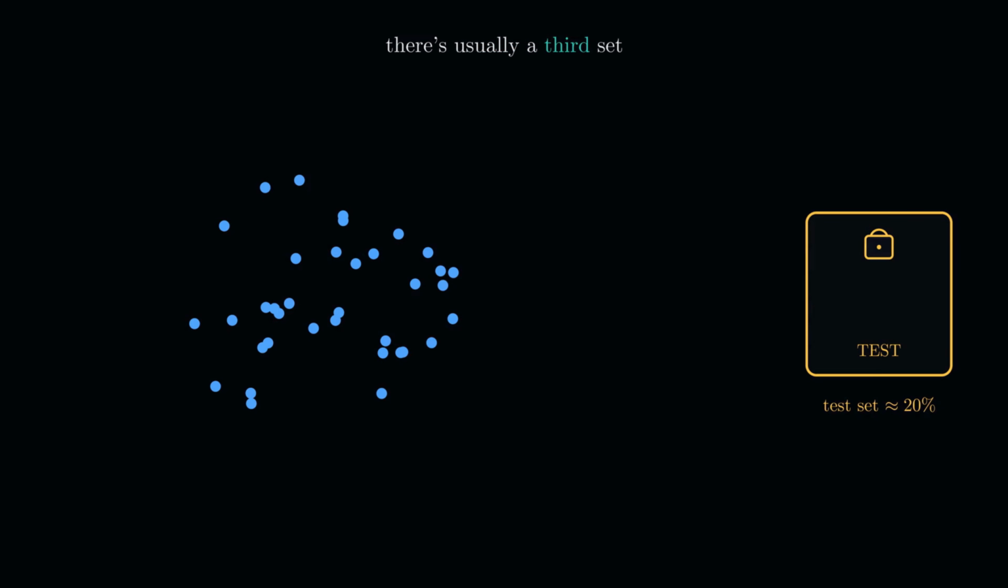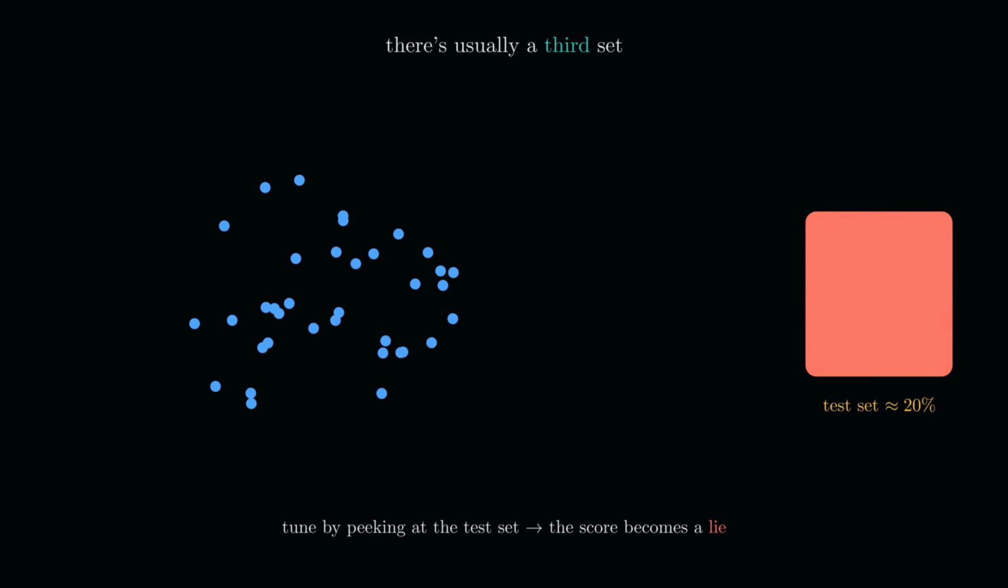Now, the part most beginners are never told about is that there's usually a third set. Here's the problem it solves. Some settings in a model aren't learned from the data at all. You choose them before training even starts. How complex to let the model get, how big a step it takes while learning, which algorithm to use. These are called hyperparameters, and you've got to tune them by trying options and seeing which scores best.